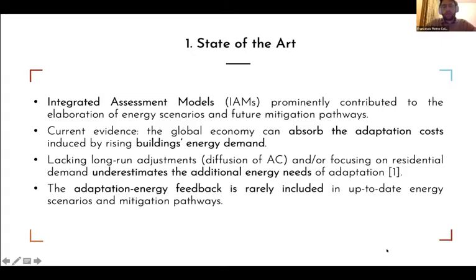and even fewer studies actually focus on sectors which go beyond the residential sector. Sometimes the commercial sector is considered, but usually the perimeter is just related to these two, and so only to the building sector, and not also to other possible sectors impacted like the industry. And finally, usually this adaptation energy feedback is not included in the mitigation pathways, and the implications of this aspect are not evaluated in this regard.